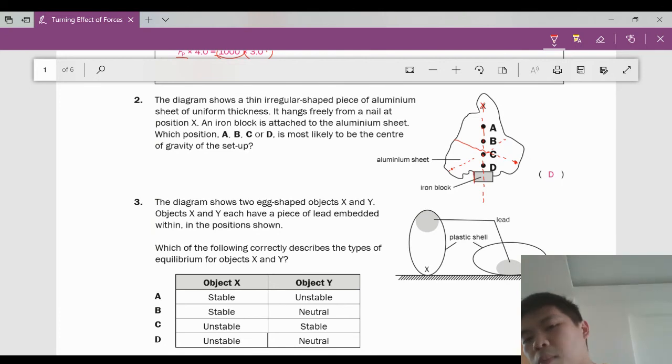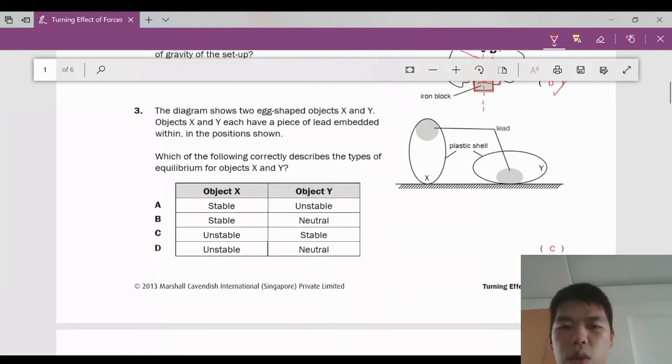Now, if you were to put the iron block, something heavier here, what will happen to its center of gravity? Something heavier, you place it at the bottom. Good. You lower the center of gravity. So in this case, from C, you lower. The only other next possible option would be D. Okay. So let's look at question 3.